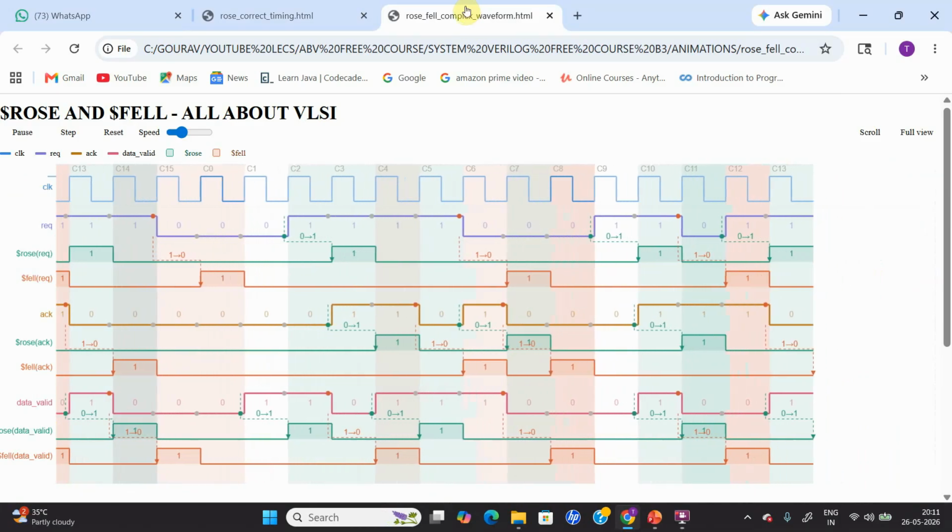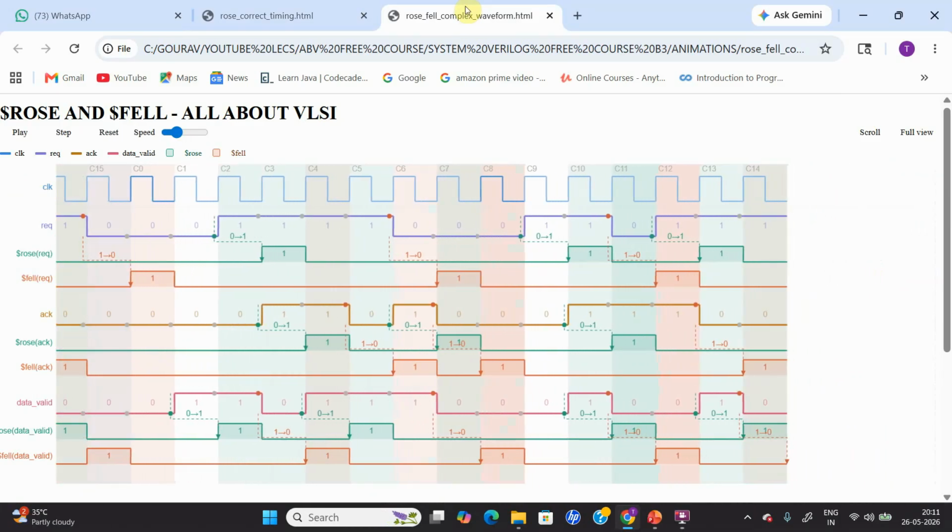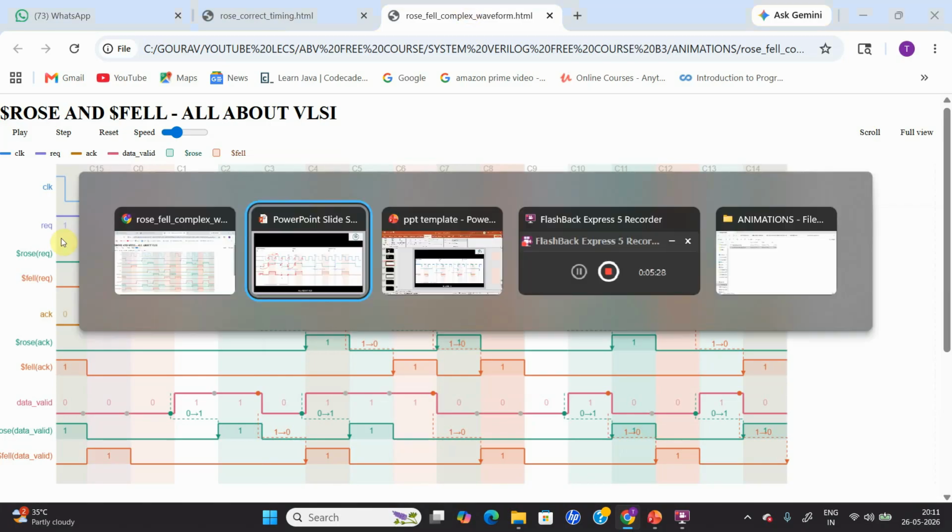Where we have this REQ signal, if there is any positive transition in your REQ signal, then only this $rose function is going to return 1, or else it is going to return 0. So depending upon the positive transition in your REQ, it is going to return 1, or else 0. And coming to one more function, which is known as $fell.